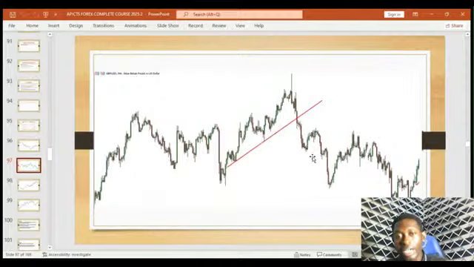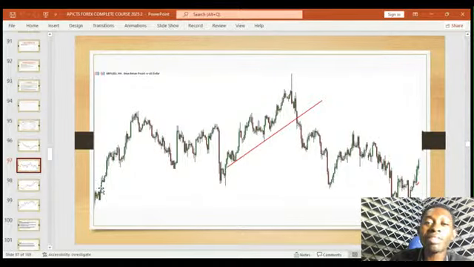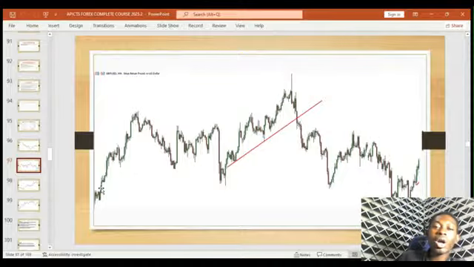Sometimes price does not respect or obey the trend line. Rather, it disobeys it. It breaks through it. So when it breaks through, we call it trend line breakout strategy. See, this works like magic.